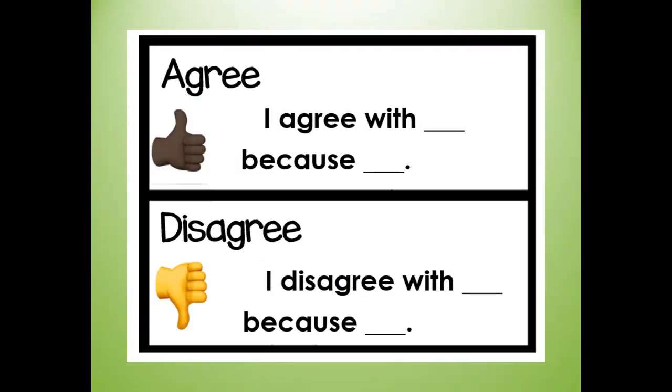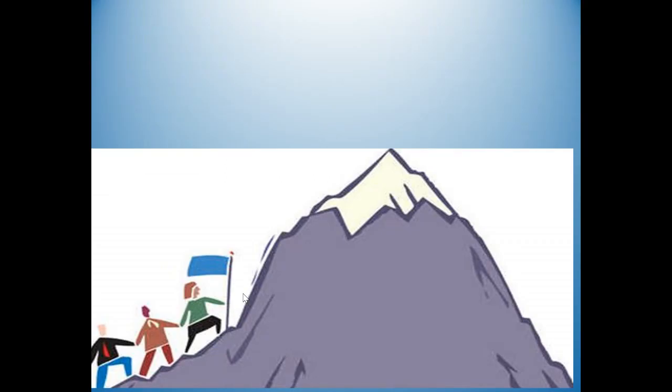You can also agree with me or disagree with me, or agree with your partner or disagree and say why. So if you agree, you would say, I agree with you, Mrs. Pearson, because, and then finish your thought. Or I disagree with you, Mrs. Pearson, because, and finish your thought.